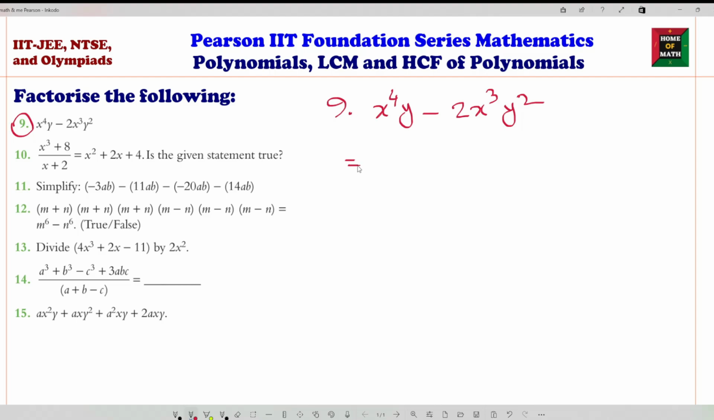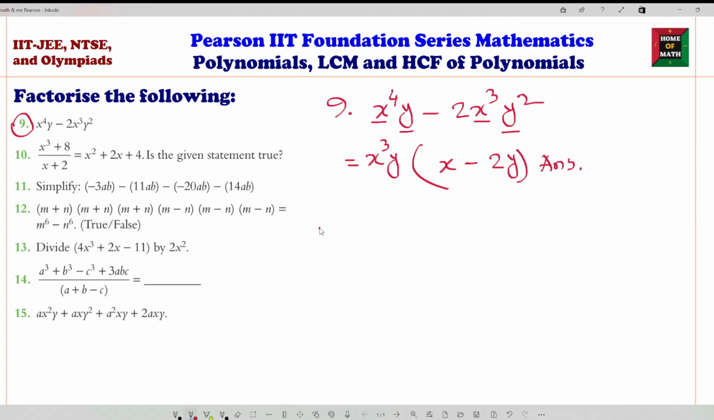Right? Now, once we factorize, first we have to take common. So here is x to the power 4 and here is x to the power 3. We can take common x to the power 3. Here is y and here is y square, so we can take common y. So here is x and here is what? Here is minus 2x cube out, y square from y, so here is only y, and this is our answer.